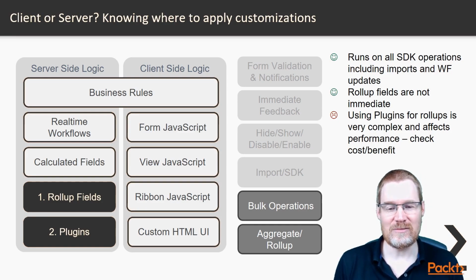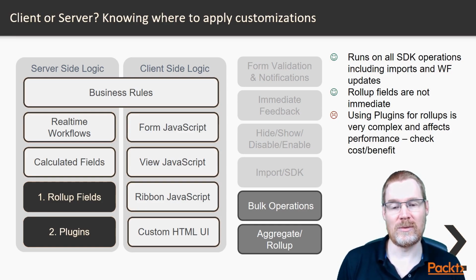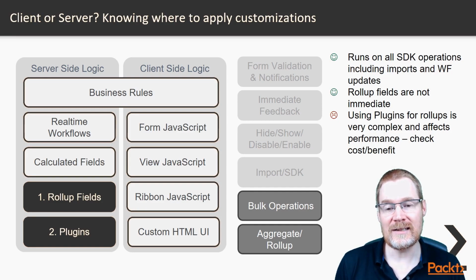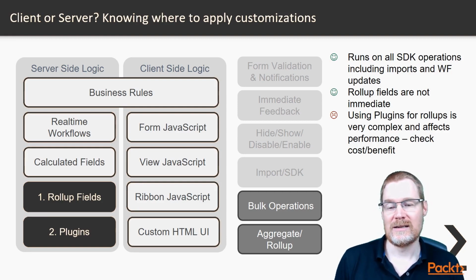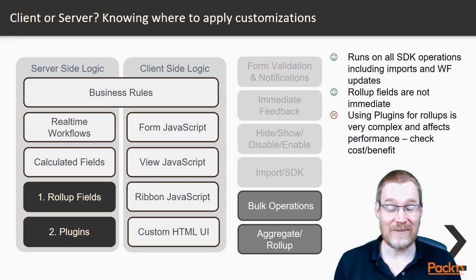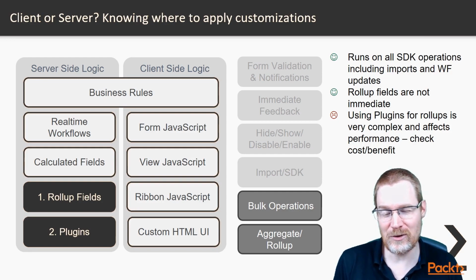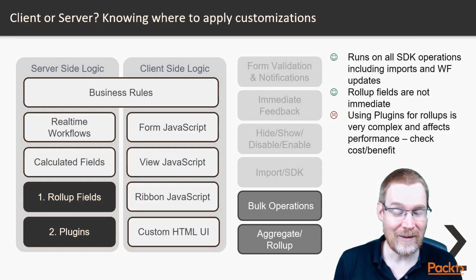So again, this is a really important consideration: whether we want to show something immediately as the data changes on the client, or whether we can rely on something being run on the server. Now, the bulk job that runs for rollup fields is incredibly efficient, so that's definitely a consideration. You may have a very large number of records, and if you have to download them and do the aggregation on the client, that could be a bit of a problem.